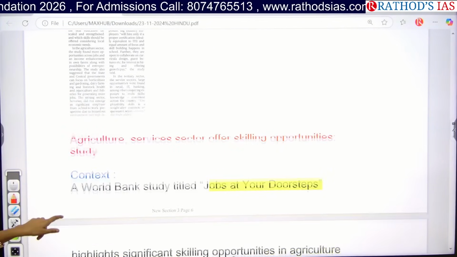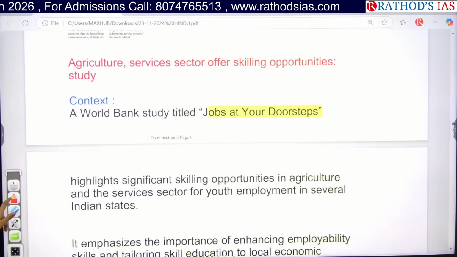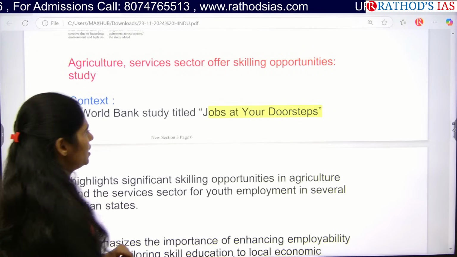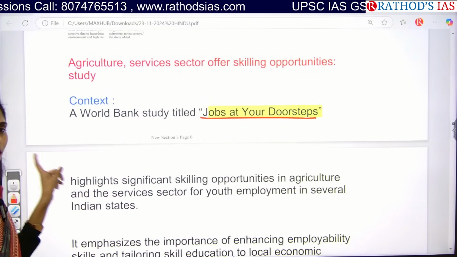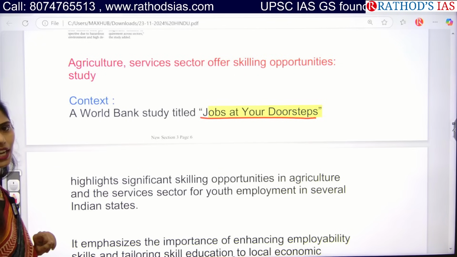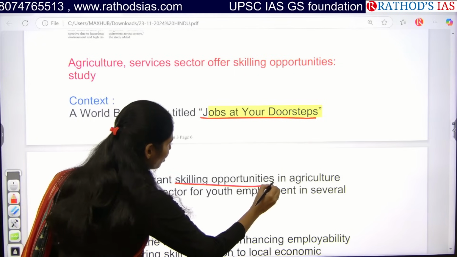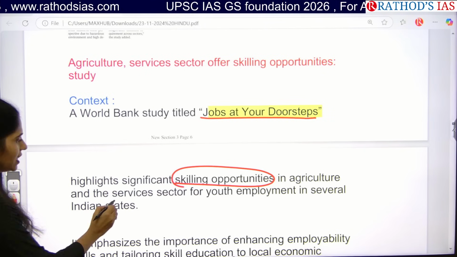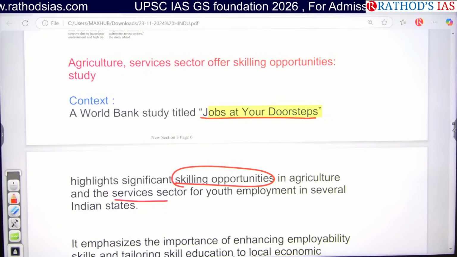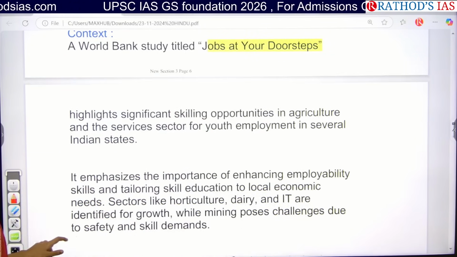We have to go for skilling of people. So World Bank came up with a study, and the title of this study is Jobs at Your Doorsteps. Jobs at your doorsteps. And this report is saying that we have to provide skilling opportunities for the people who are working in this agriculture and service sector for youth employment, especially in several Indian states.